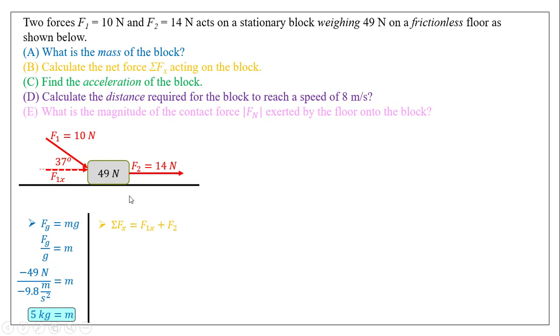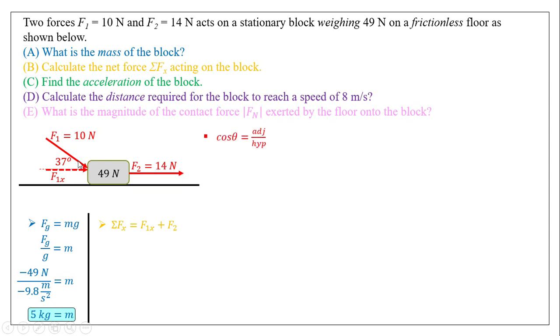If you look at this diagram carefully, you have two arrows pointing in the eastward direction, or to the right. It is F1x and F2. This is pointing right, F2 is pointing right. So the net force in the x direction would simply be F1x plus F2, because both of those vectors are pointing straight horizontal in the rightward direction. I know what F2 is. F2 is 14, but what I don't know is F1x, so we just have to do a little geometry.